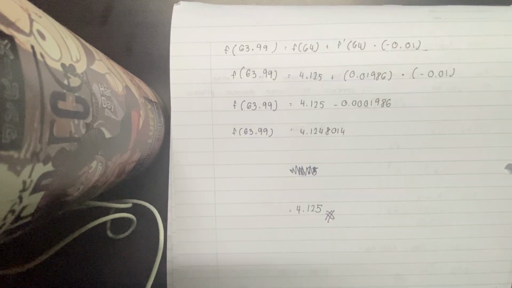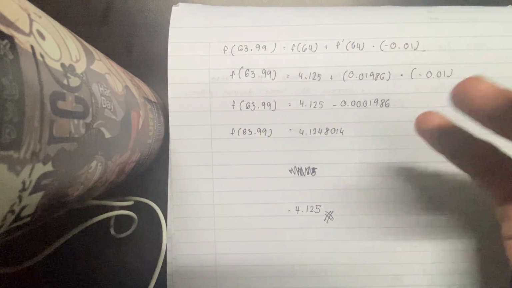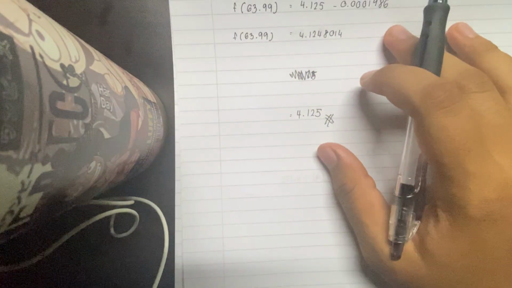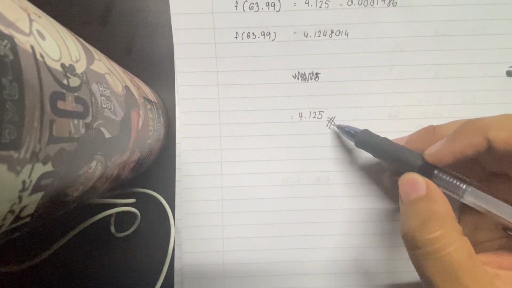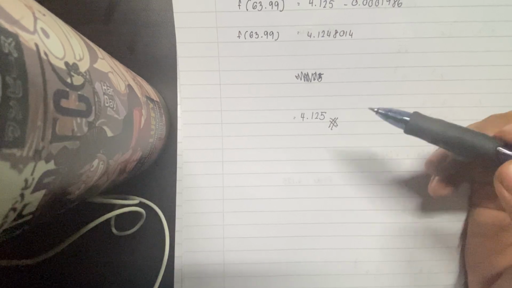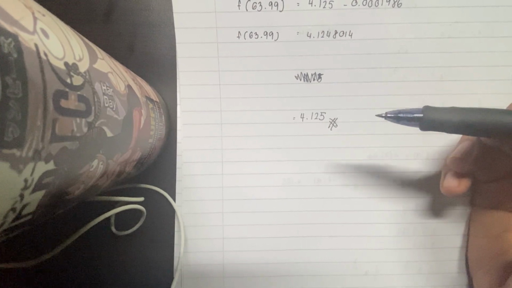4.124814. And then the final step is to round the result to 3 decimal places as required by the question. When we round it, we will get 4.125. So the conclusion is the estimated value of the cube root of 63.99 plus 1 over the square root of 63.99 is 4.125. Alright, that's all from me.